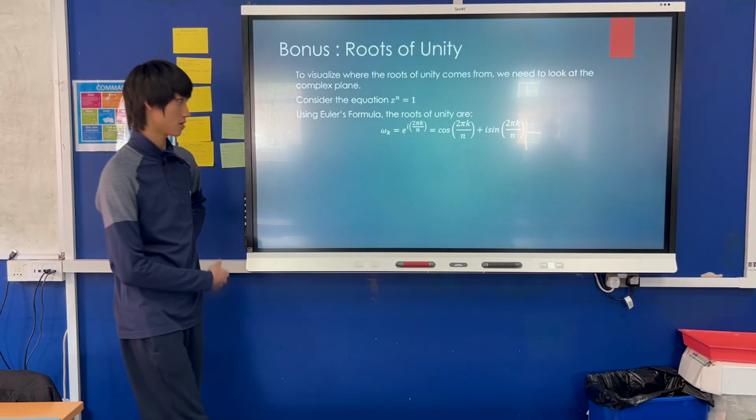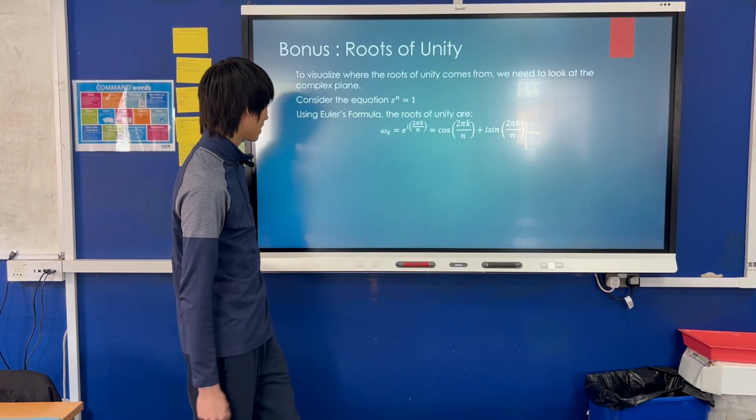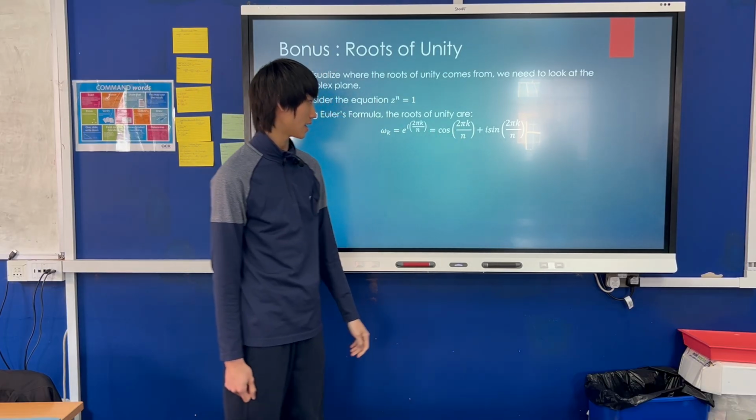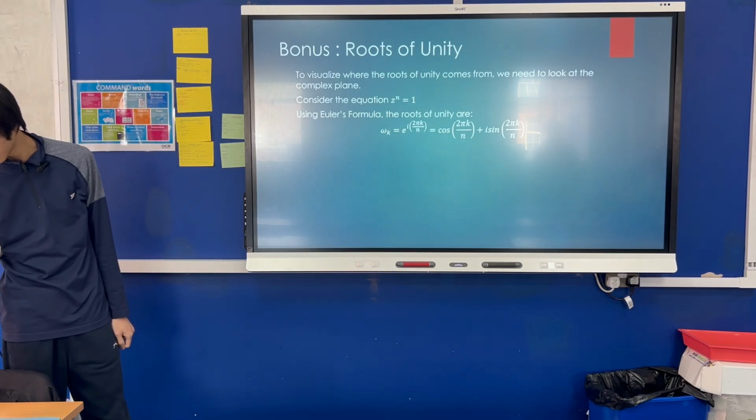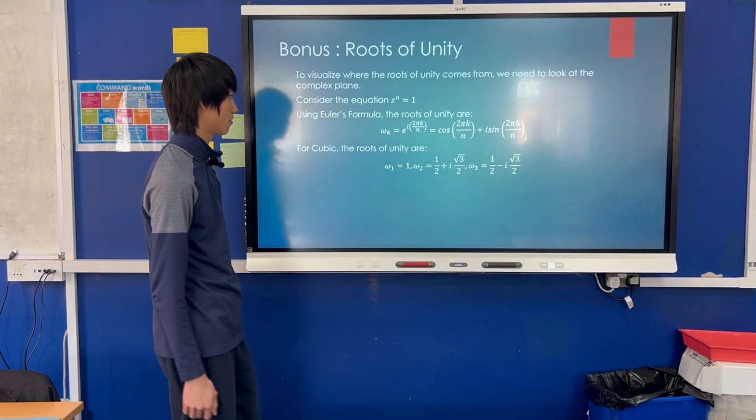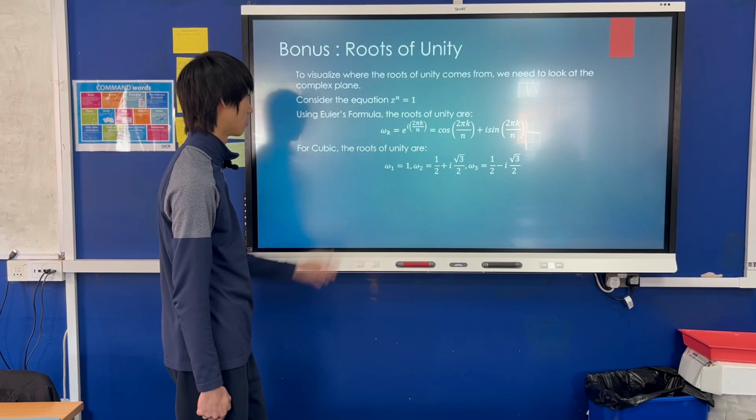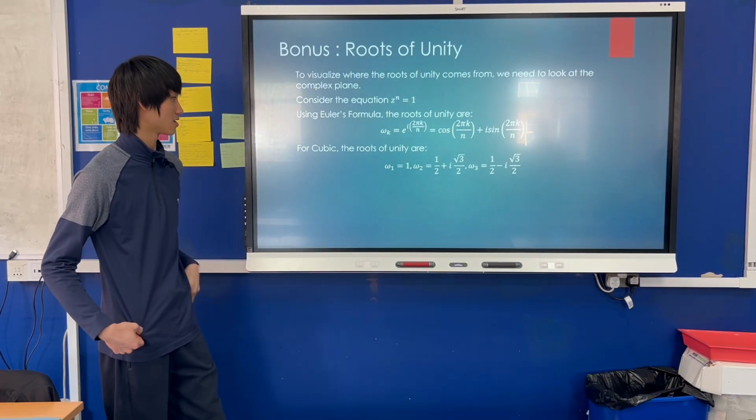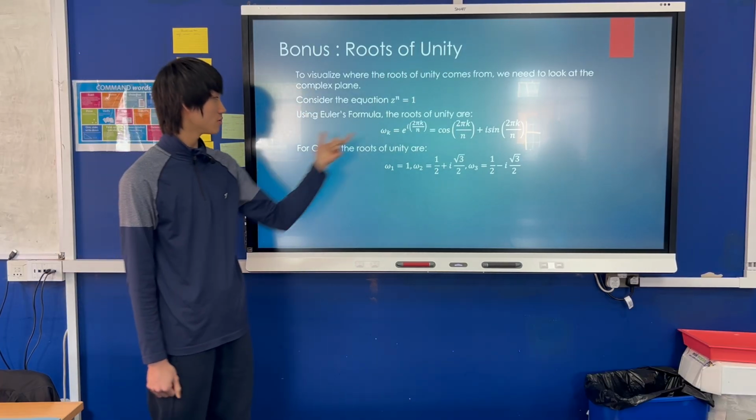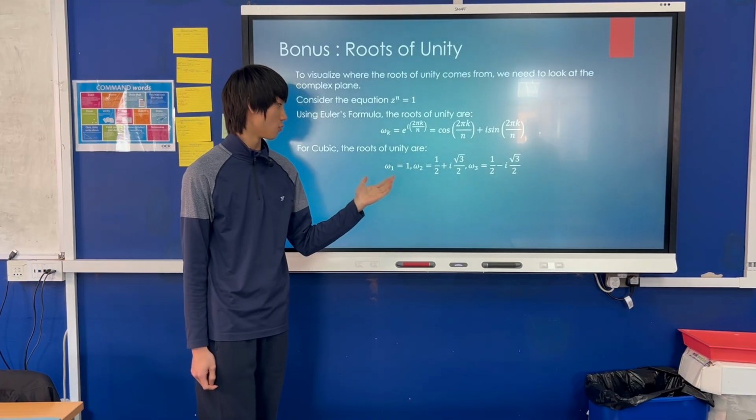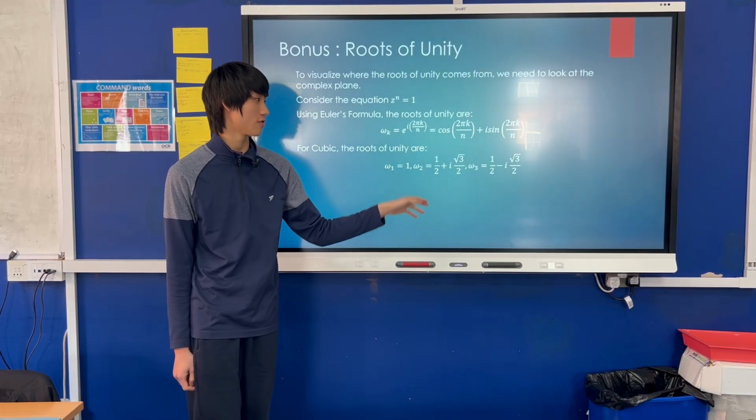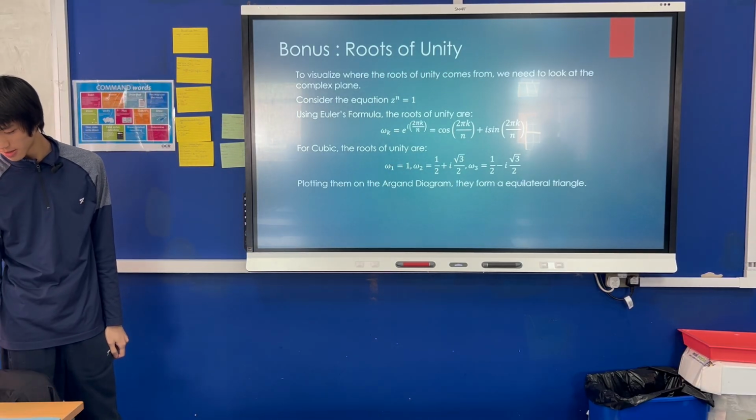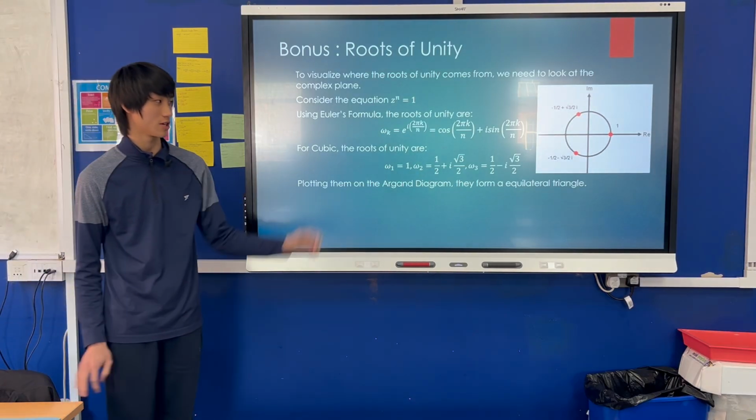using Euler's formula. So I have this. And we see that the roots of unity will be cos 2 pi k over n plus i sine 2 pi k over n, where n is the number here and k is any integer. And then you see that if we use this formula, the cube roots of unity are 1, a half plus i root 3 over 2, and a half minus i root 3 over 2. And to visualize this geometrically, put them in the Argand diagram, we see that it forms an equilateral triangle.